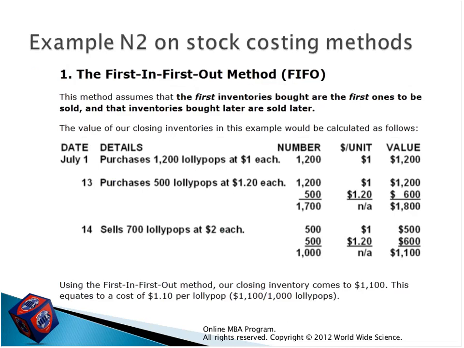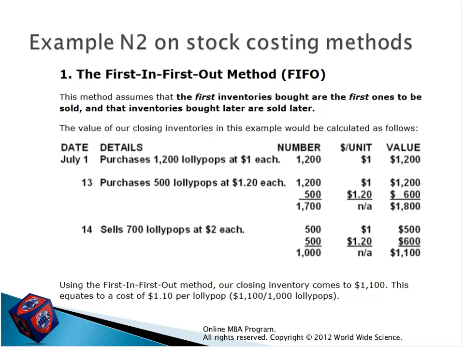So let's see the calculation based on our assignment of the lollipops candy shop. The FIFO method assumes that the first inventory bought will be the first one sold, and that inventories bought later are sold later. The first we buy, first we sell, and the last we have bought would be sold later, right? The value of our closing inventories in this example would be as follows.